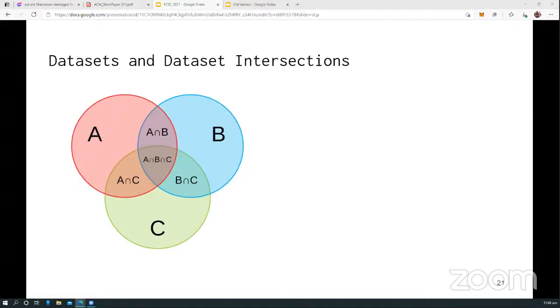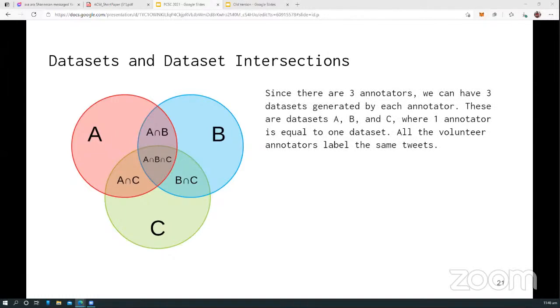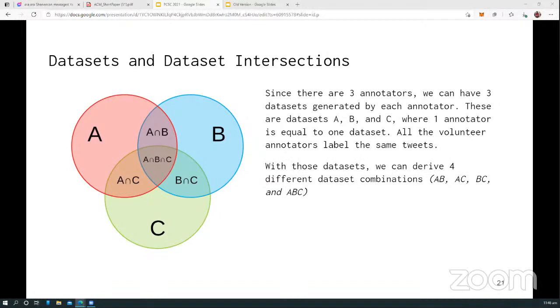Since there are 3 annotators, we can have datasets generated by each annotator. These are datasets A, B, and C, where one annotator is equal to one dataset. All the volunteer annotators label the same tweets. So with those datasets, we can derive 4 different dataset combinations. That's AB, AC, BC, and ABC.